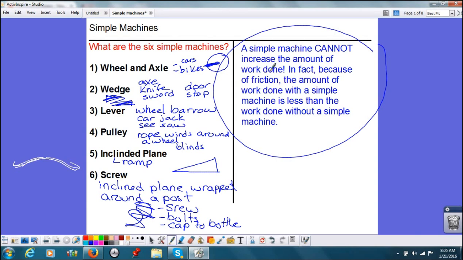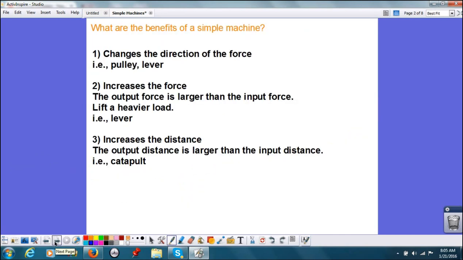However, there's typically friction, so you're usually doing more work to put in than what you're getting out. So if that's the case, why do we bother having these? Well, remember, work is force times distance. So even though we do something a little bit more, it might be helpful to us. How? Well, you can change the direction. Pulleys and levers change the direction of a force.